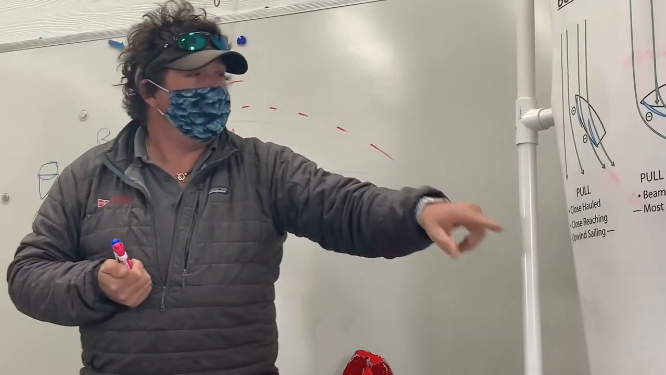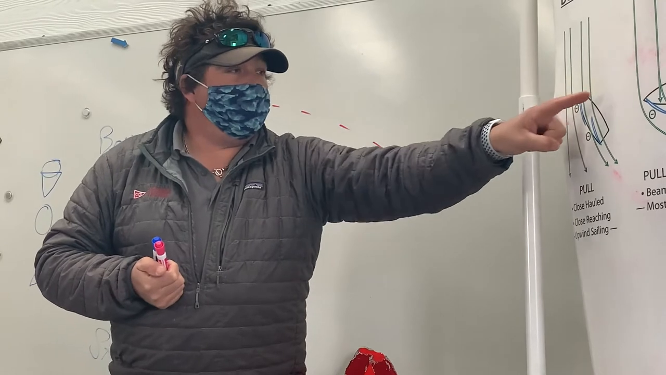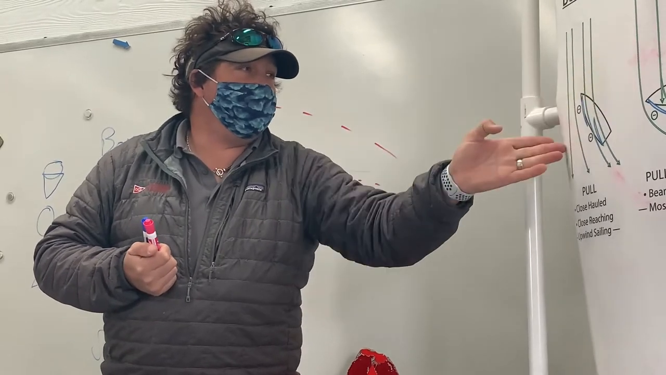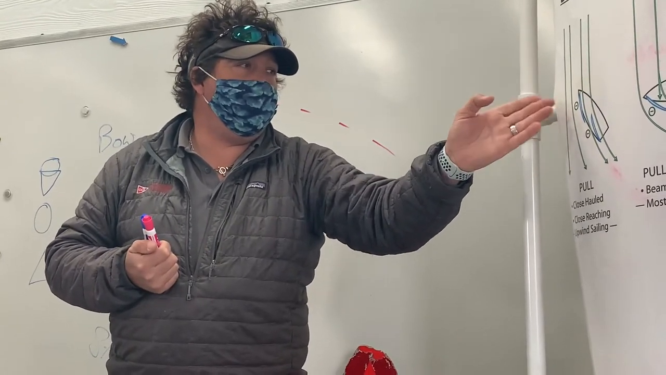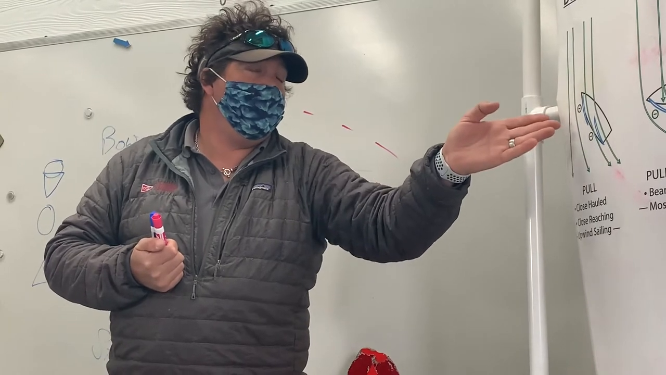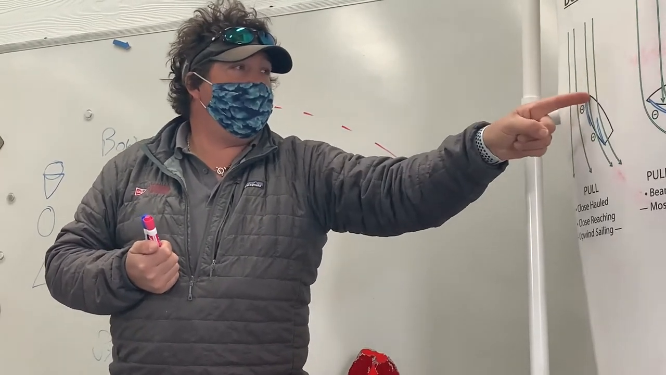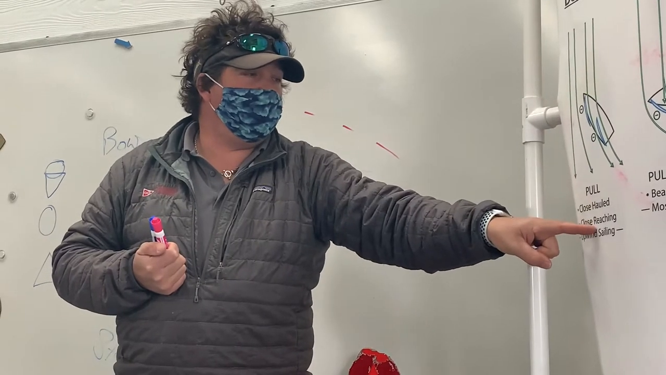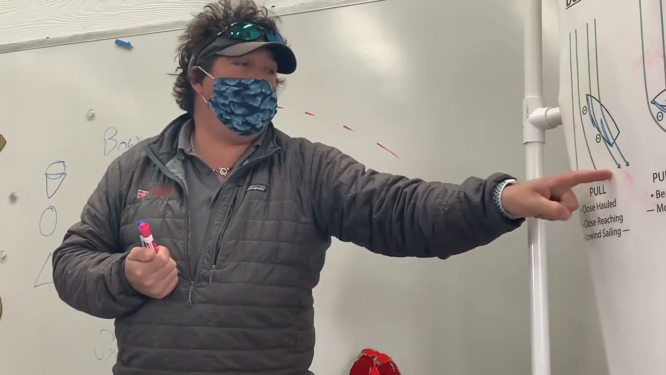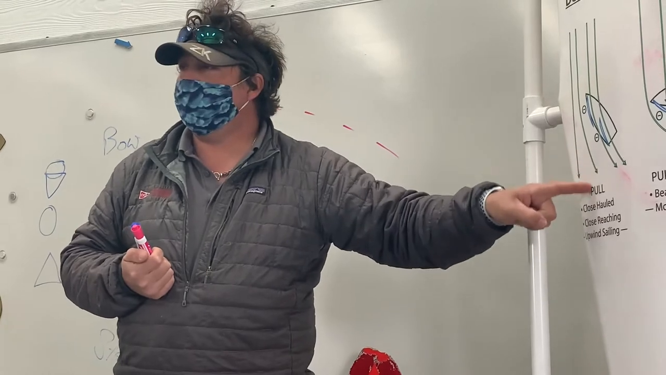Okay? So back to this negative pressure, positive pressure, boat sliding to leeward, the keel prevents that leeway from happening. It turns that leeward motion into forward motion. When we're sailing upwind, close hauled or close reaching, we're now being pulled by the wind, okay?